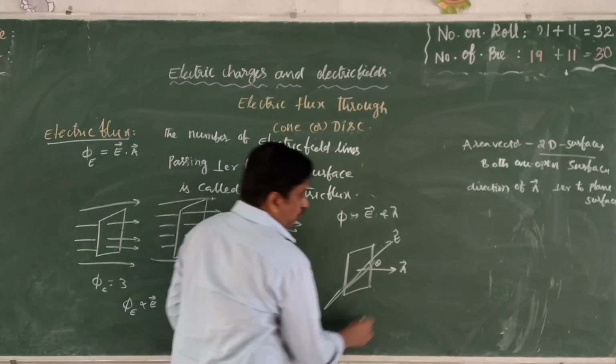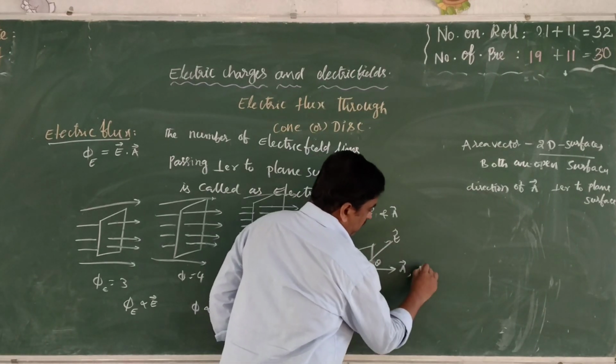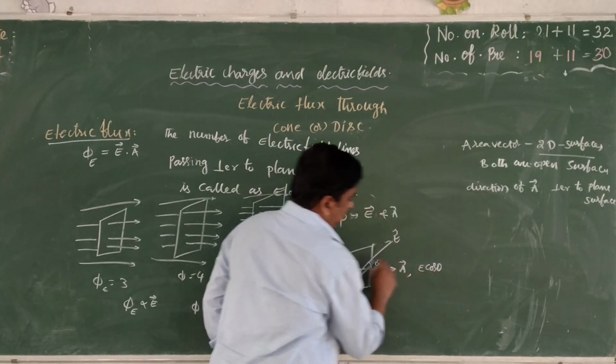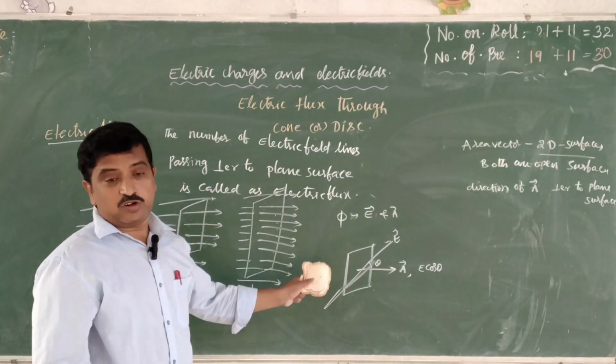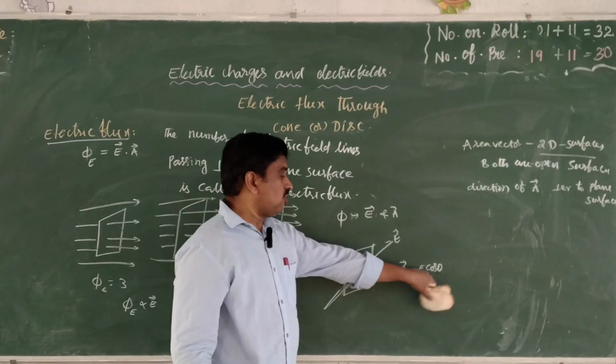It has two components. One is E cos theta, the component on the side of theta. The other one is E sin theta. Vertical component is E sin theta, horizontal component is E cos theta.